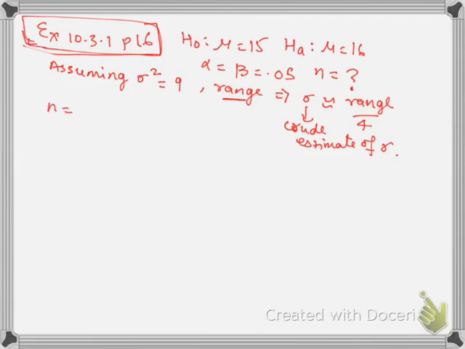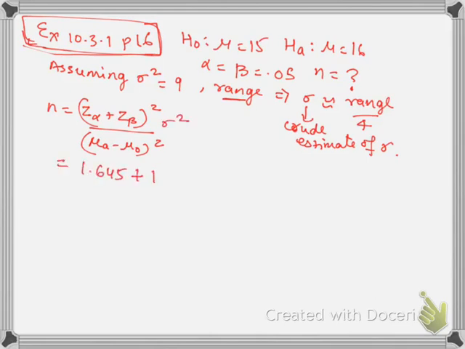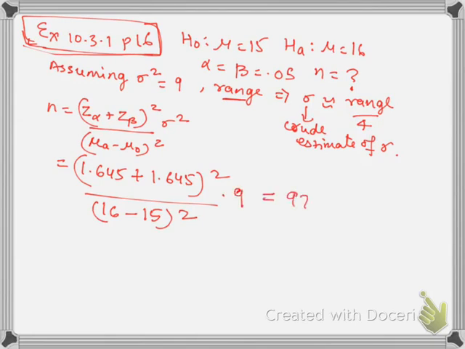So just plug everything back in the formula: z alpha plus z beta, squared, over mu a minus mu naught, whole squared, times sigma squared. Z alpha is 1.645 plus z beta is also the same because alpha and beta both are 0.05. Mu in the alternate space is 16, in the null space it is 15, and sigma squared is 9, which gives you 97.4, always rounded up to the next integer, so 98. So 98 observations should be used to meet the requirement of alpha and beta being 0.05 for the vice president's test.